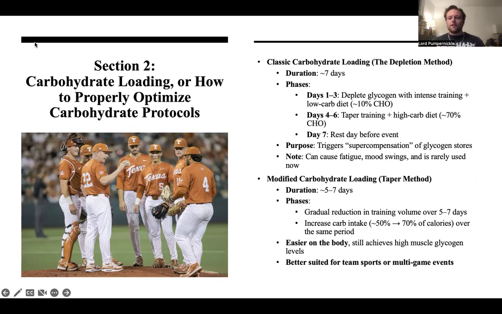The modified carb loading, or the taper method, lasts roughly 5 to 7 days. It has a gradual reduction in training volume over 5 to 7 days, and it increases the carb intake from 50 to 70% of calories over that same period. This will be easier on the body because it still achieves high muscle glycogen levels, and it's better suited for sports such as baseball.